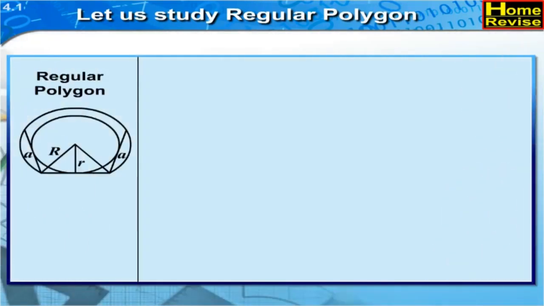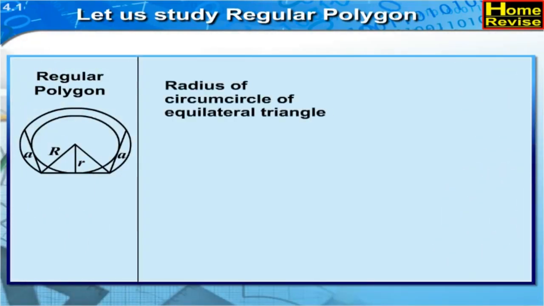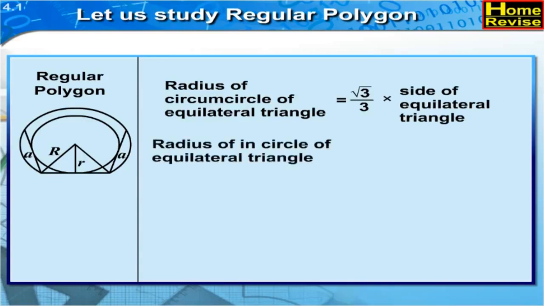We should also remember that radius of circumcircle of equilateral triangle is equal to root 3 upon 3 into side of equilateral triangle. Radius of incircle of equilateral triangle is equal to root 3 upon 6 into side of equilateral triangle.